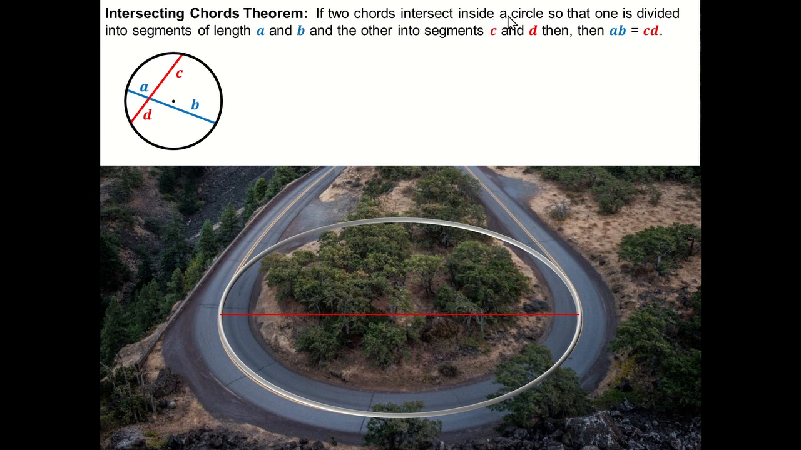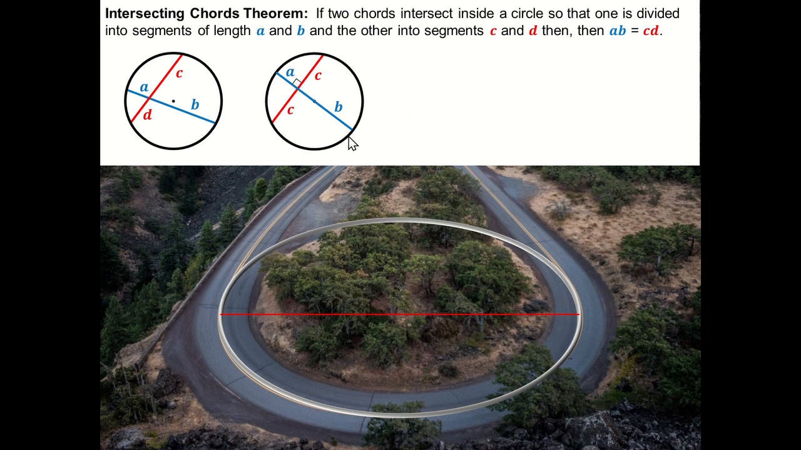If two chords intersect inside a circle, so that one is divided into segments of length A and B, and the other into segments C and D, then AB is equal to CD. Means that times that is going to equal that times that. I'm not proving that for you, but a geometry teacher should do that for you. And then this is just a special case of that.